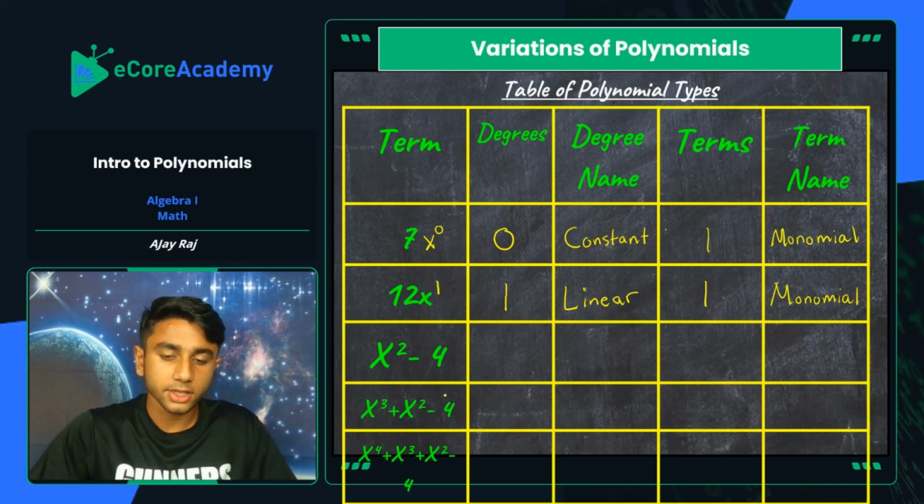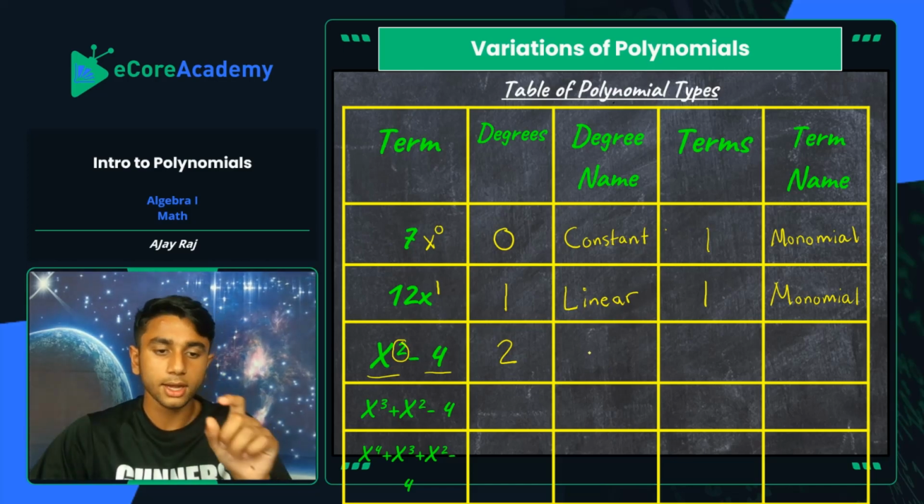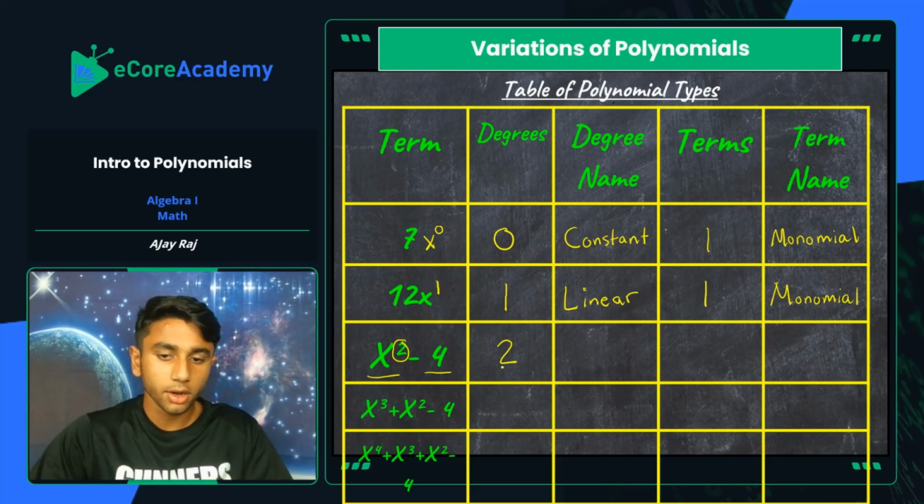And then obviously here we have x squared minus 4. Now we've added in an increased exponent, and also we have a separate term. So we have x squared here, and we have 2 separate terms. In terms of our degrees, that's going to be a 2 here, because that's our largest. Remember, only for monomials do you add up the degrees, but for anything greater, you're always going to see the largest. So squared here, the degree name is going to be a quadratic, because it's squared.